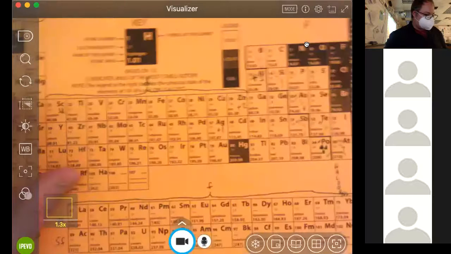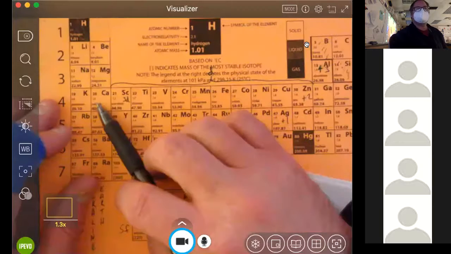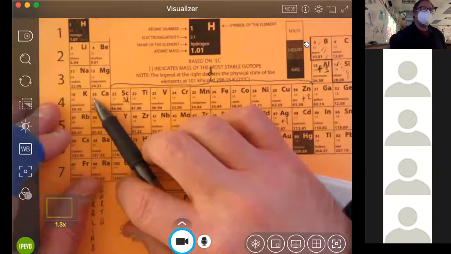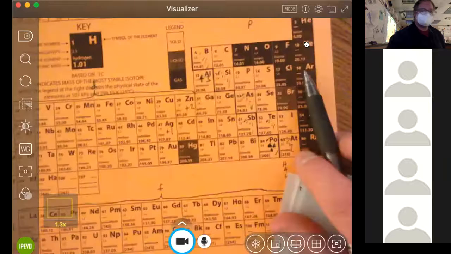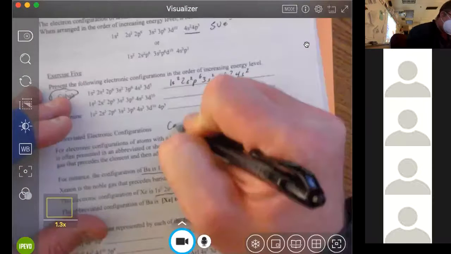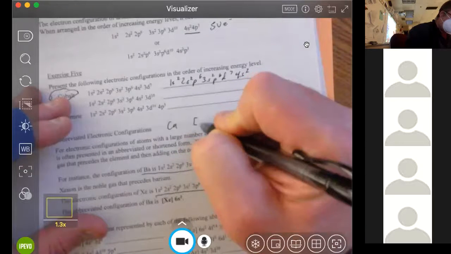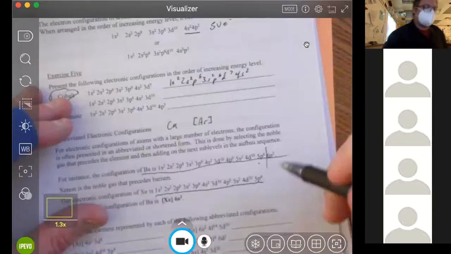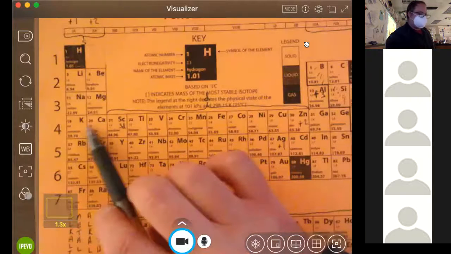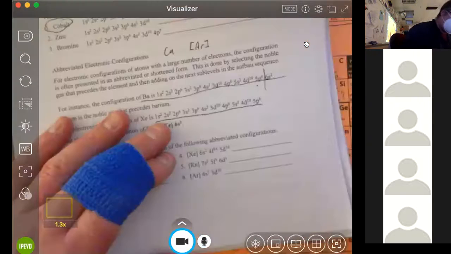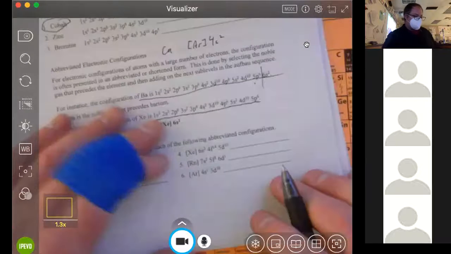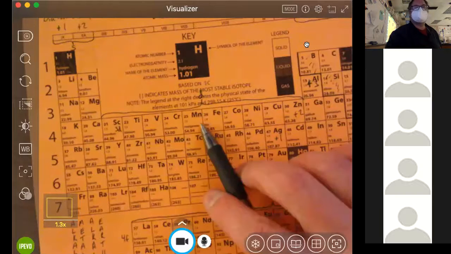So let's take, for example, calcium. Let's say I'm feeling really lazy and I don't want to write out the full thing for calcium. I go back one, two, and I see argon. So I can go calcium, and its electron configuration starts with all of argon's electron configuration, and then also 4s2. That's the abbreviated form.